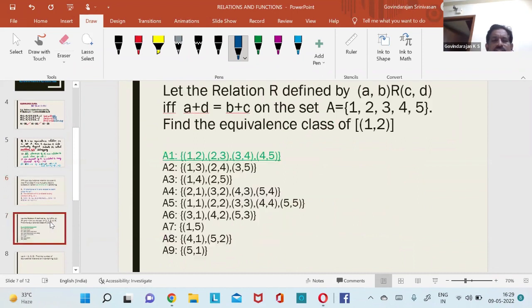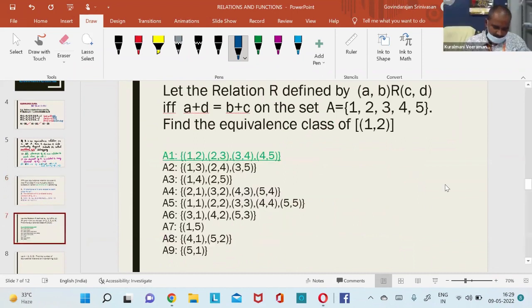One more example. This relation is somewhat different. Let the relation R be defined on a set of ordered pairs, such that (a, b) is related to (c, d) if and only if a plus d is equal to b plus c. The sum of the extremes is equal to the sum of the betweens. We call it like that: a plus d, the first and last, is equal to b plus c.